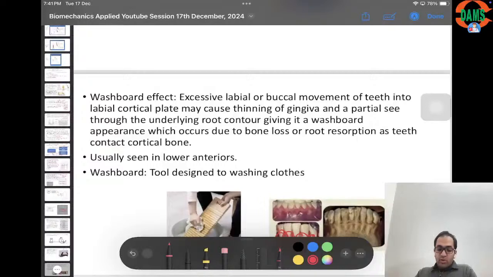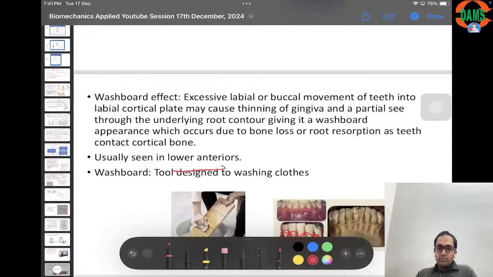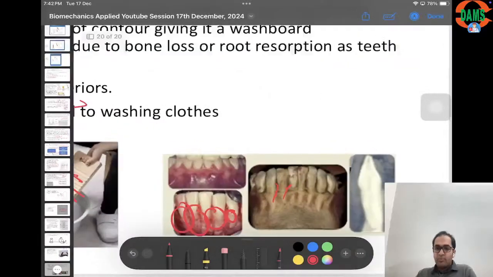It may cause thinning of gingiva and partial see-through of the underlying root contour, giving it a washboard appearance, which occurs due to bone loss or root resorption as teeth contact the cortical bone, usually seen in the lower anteriors. So why is this term washboard given? It is a tool designed to wash clothes. This is how a washboard looks like. It has certain rough margins like this, so a similar kind of appearance is seen. If you take a CBCT, the roots are coming out through the cortical bone, so it looks like a washboard, which is seen, or on an IOPA it is seen like this.